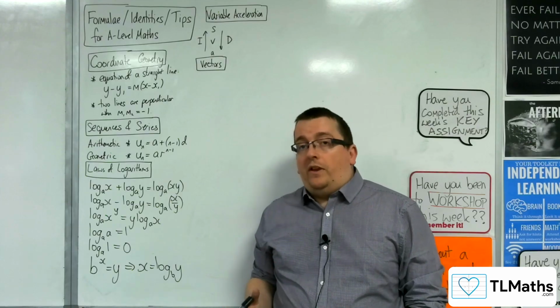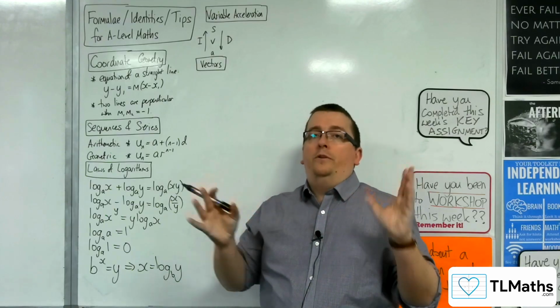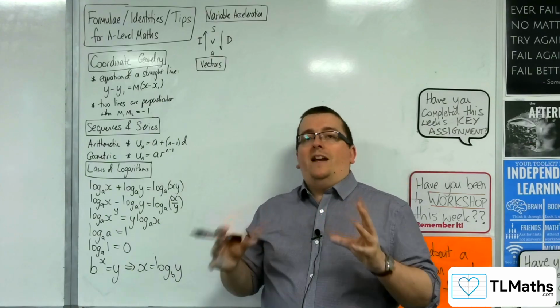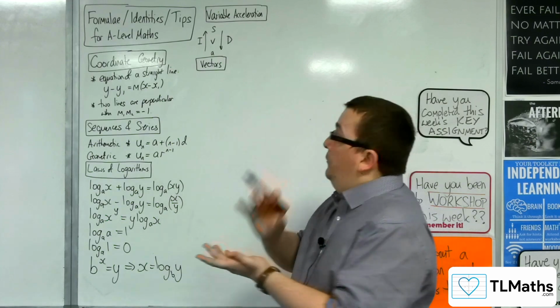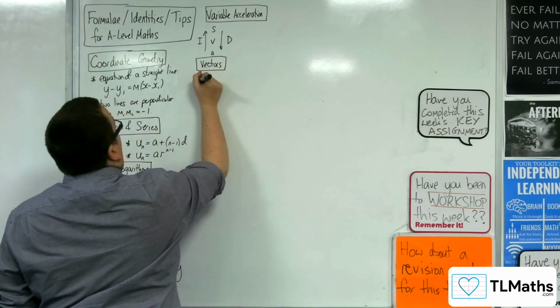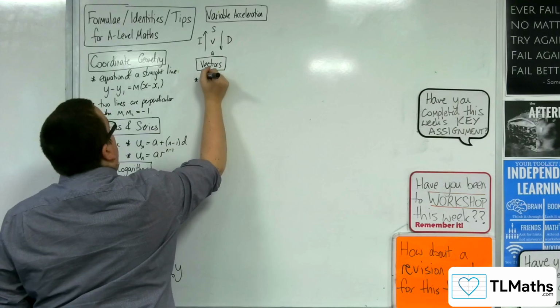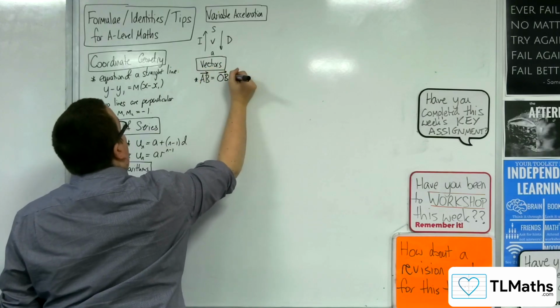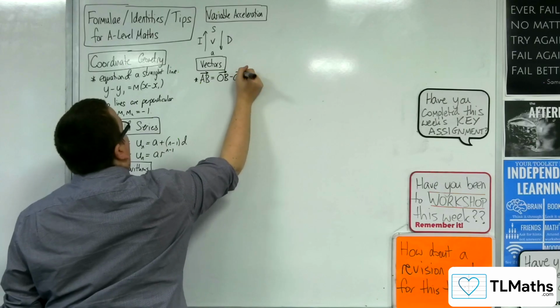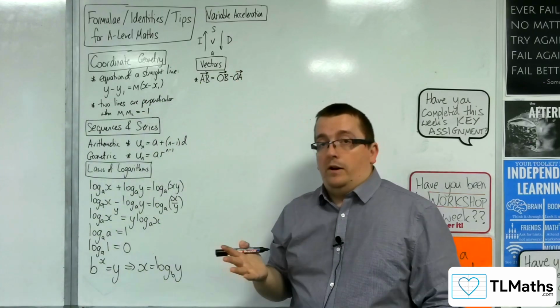Now with vectors, it always seems like there's a whole load of stuff that you need to learn, when actually it can be whittled down to a few basic things. First of all, that if you want to find a vector from A to B, then you want to have the position vector for B and then subtract the position vector for A. So AB is B minus A.